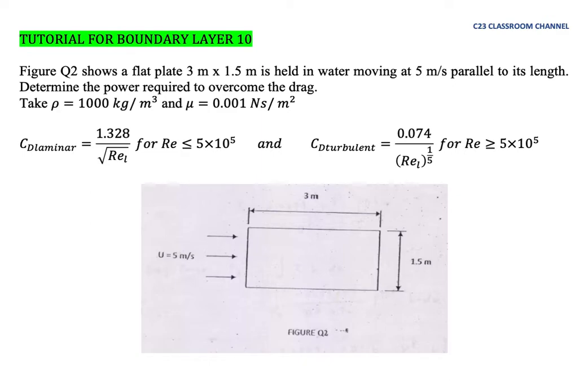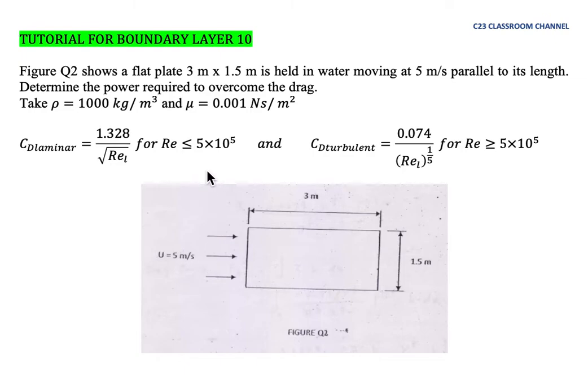This is tutorial for boundary layer number 10. Figure 2 shows a flat plate 3 meters length and 1.5 meter width held in water moving at 5 meters per second parallel to its length. Determine the power required to overcome the drag.